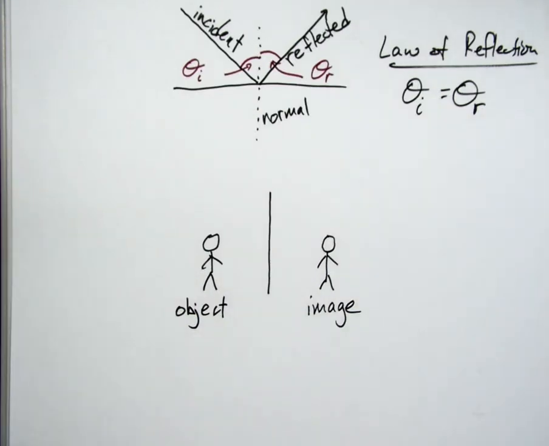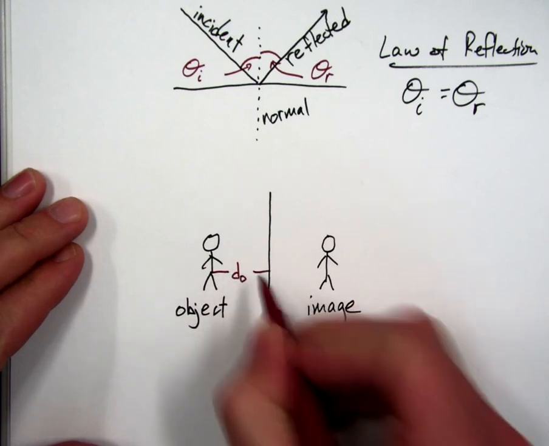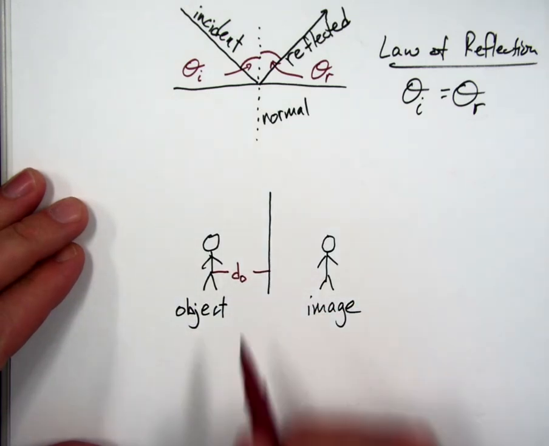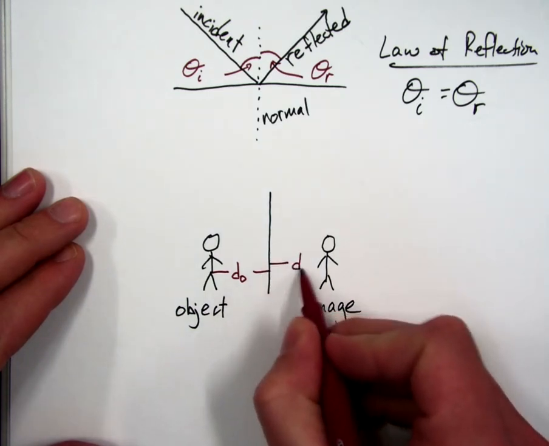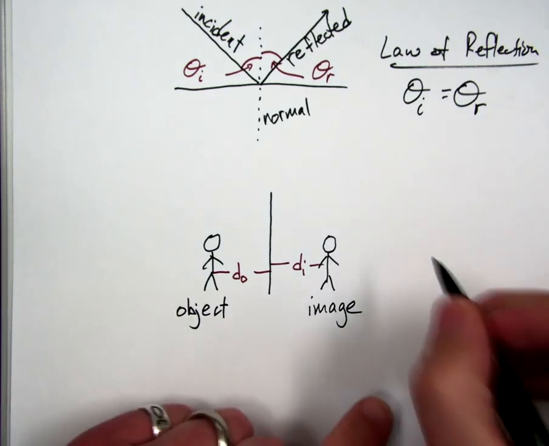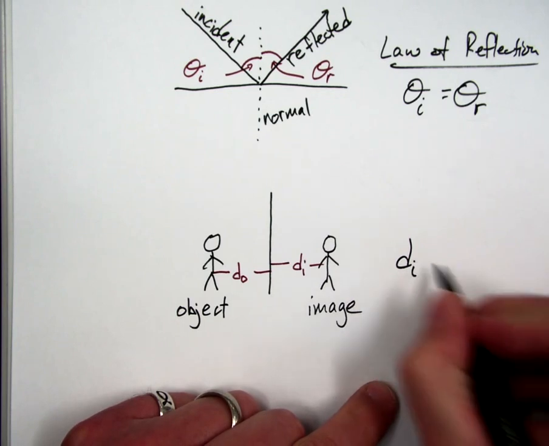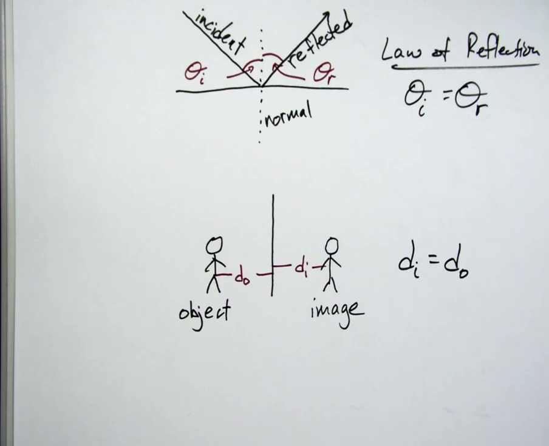Now we can define a few things here as well. Just like angles being measured from the normal, the distances here are measured from the mirror. DO refers to the object distance, the distance from the object to the mirror. DI refers to the image distance, the distance from the image to the mirror. And here we get our second principle for flat mirrors, that for any flat mirror, DI equals DO. The image distance equals the object distance.